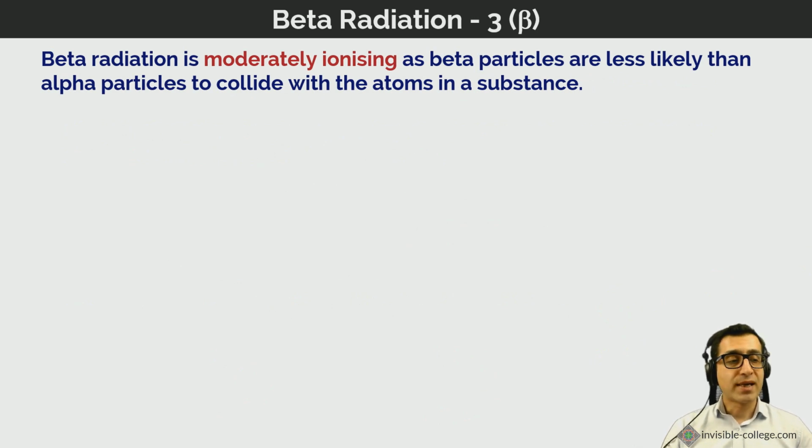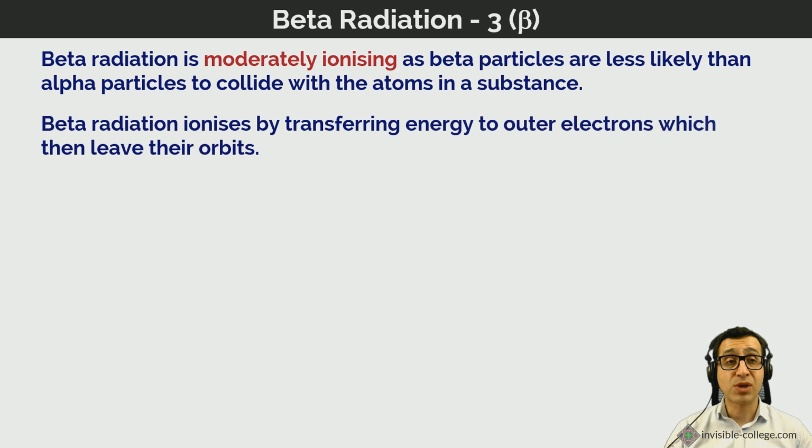So we saw that beta radiation can also ionize atoms as well. So beta radiation, unlike alpha radiation, is moderately ionizing. Alpha radiation is highly ionizing, but beta particles are somewhat less ionizing. And the reason for this is that beta particles are much smaller than alpha particles and are therefore less likely to collide into other atoms as they pass through a sample of material. So beta radiation ionizes, as we saw before, by transferring some of its energy to outer electrons, which then have sufficient energy to leave those outermost energy levels.